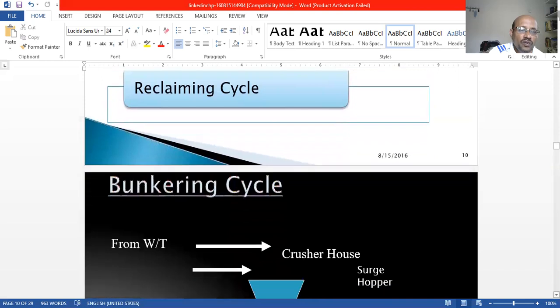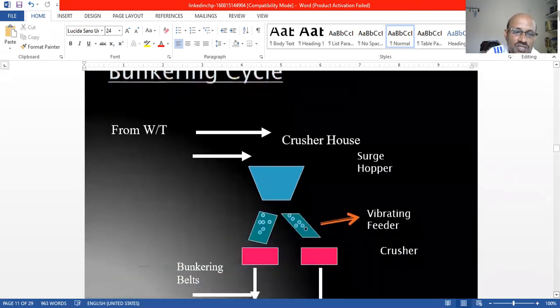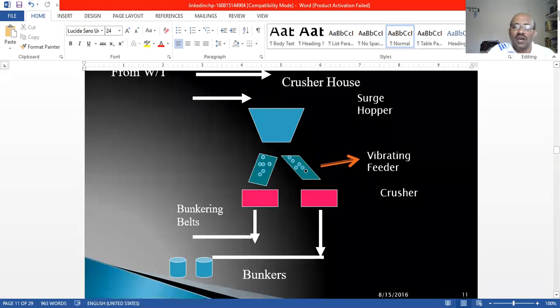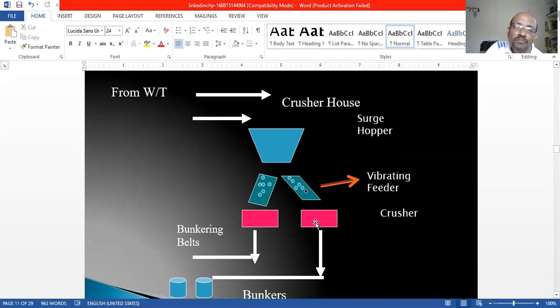Next, we will see one by one. What is a bunkering cycle? We just saw that figure, and we will see the same thing again. Bunkering cycle means the coal comes to the crusher house, from the crusher house to the hopper, and from the hopper to the feeders. Vibrating plates will be there, and vibrating screens will be there.